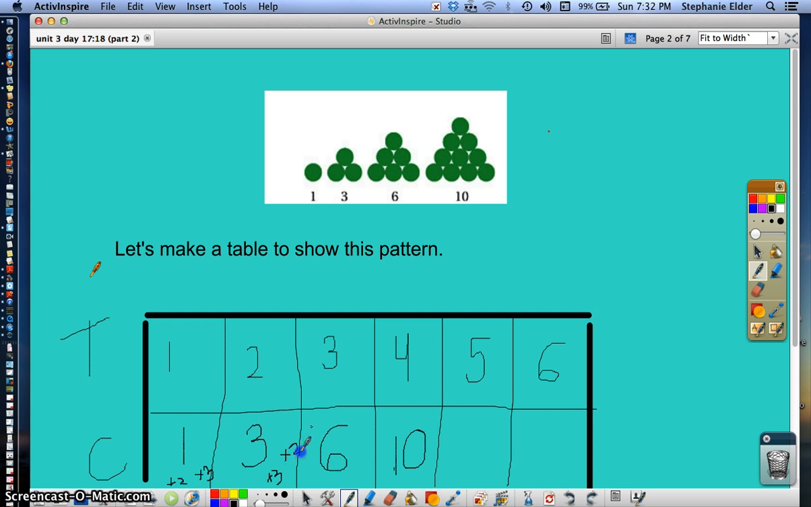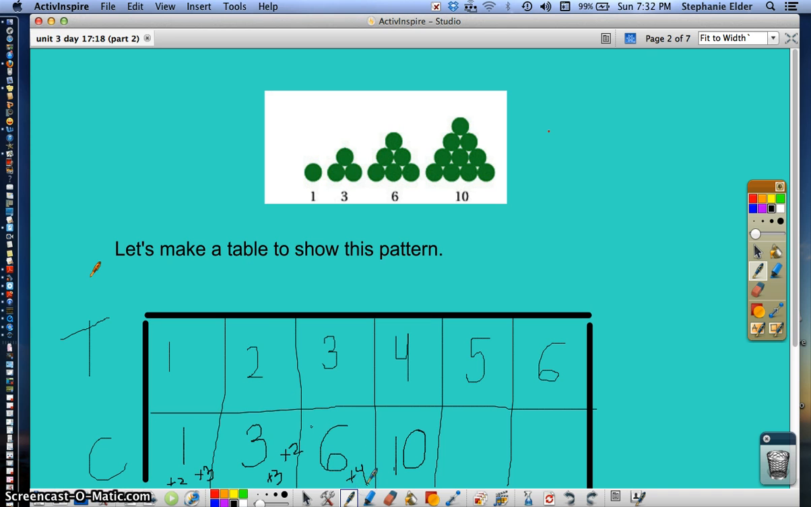So I'm kind of seeing a pattern here. It's plus 2 here, plus 3 here. That went up 1. And then if that were to continue, right here would be plus 4. So let's check that out. 6 plus 4 is 10. So that looks like that pattern is following.